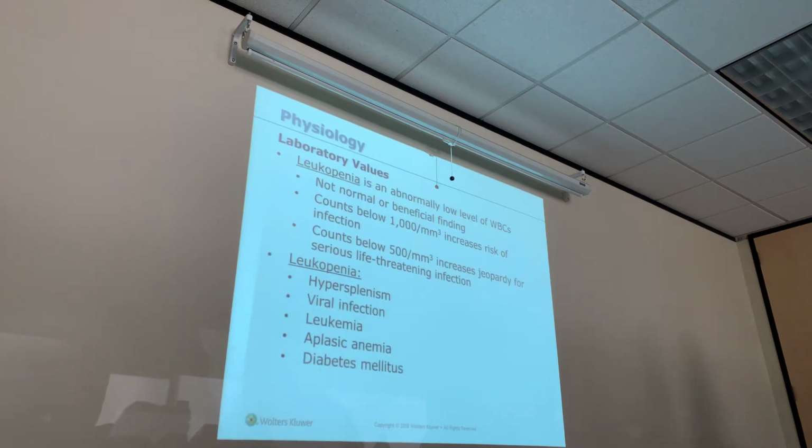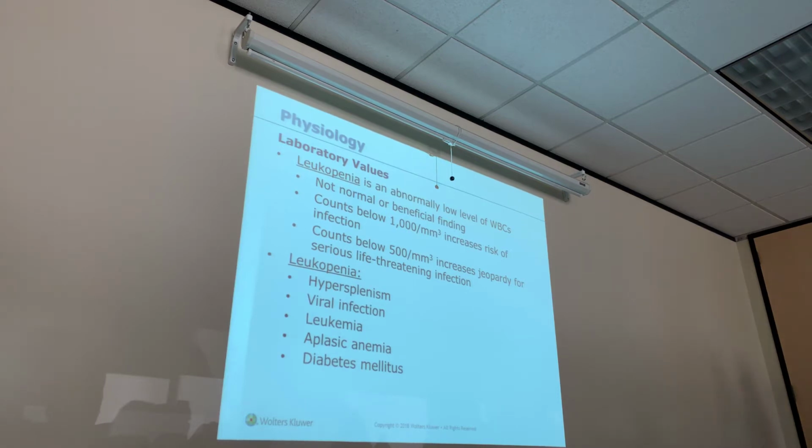Then you also have leukopenia, which means there's abnormally low levels, so it's gonna be way below the 5,000, because 5 to 10,000 is the normal range. It's abnormally low levels of white blood cells. Counts below 1,000, there's increased risk of infection because our body is not able to fight what we have. So you're gonna be prone to infection. And if it's less than 500, you have serious life-threatening infection.